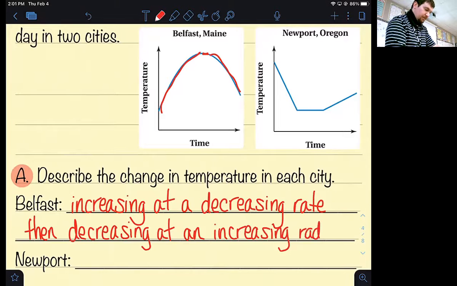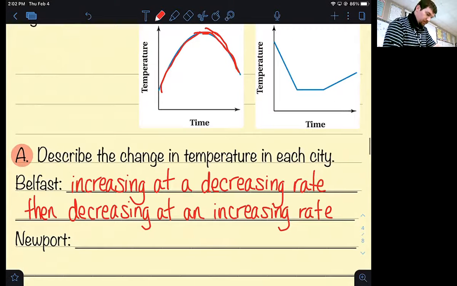When it makes it around the top of the parabola, it starts to slowly decrease until it starts to pick up and starts to decrease much faster because the sun's going down, and as the sun goes down, the temperature really starts to drop. What about in Newport, Oregon? What's going on there, Caleb? It dropped, but it stayed the same.